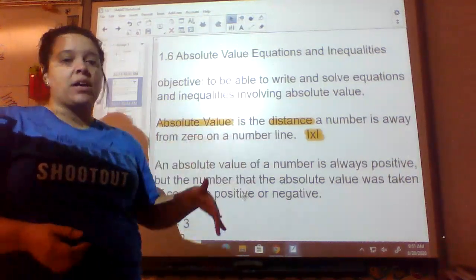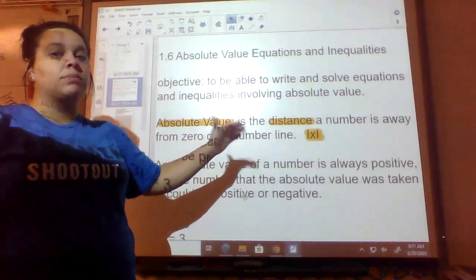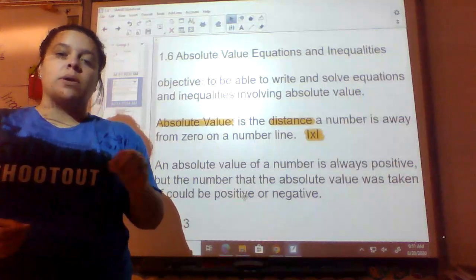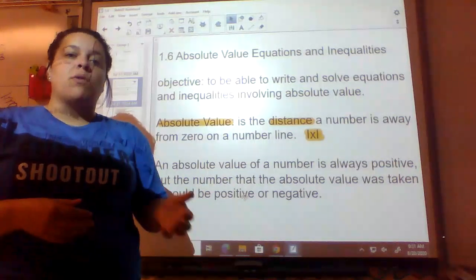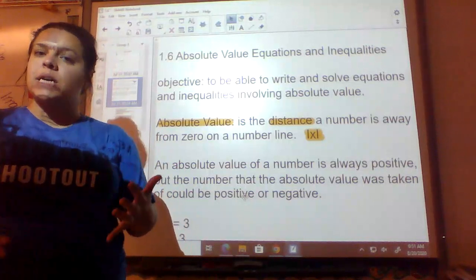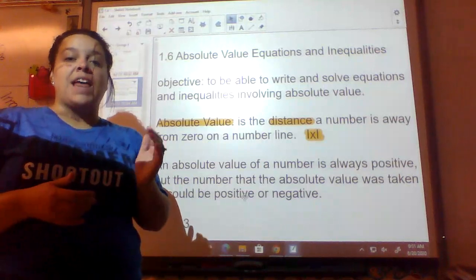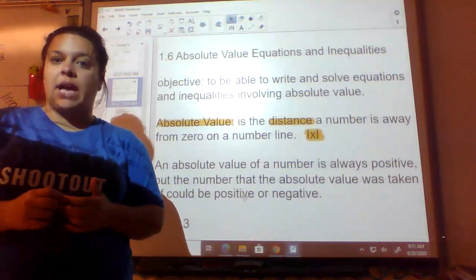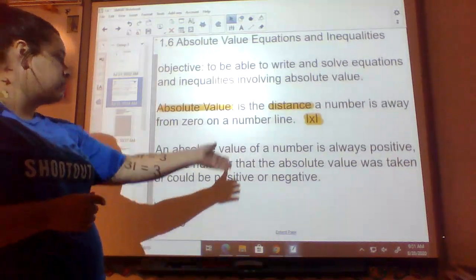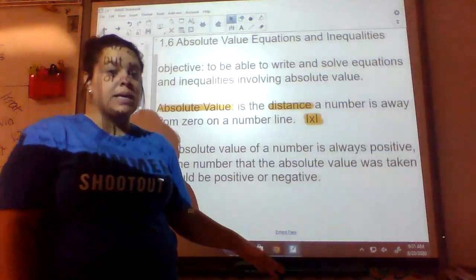An absolute value is the distance a number is away from zero on a number line. So it's talking about the distance a number is away from zero, which means absolute value is always a positive number. Anytime you take the absolute value of a number, it's always positive, because distance is always counted as positive. The absolute value of a number is always positive, but the number that the absolute value was taken of could have been negative or positive.